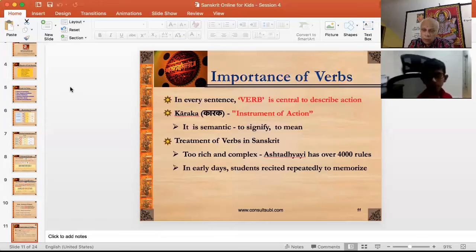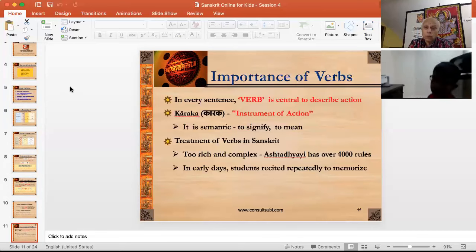So the verbs have a very exhaustive, very extensive treatment in Sanskrit. And it has more than 4,000 rules. It is very complex. But don't worry, you don't have to worry too much about it. You just have to know that there are over 4,000 rules. But you will gain some knowledge about them as we go along. And in early days, the students used to repeat it every time to memorize it.